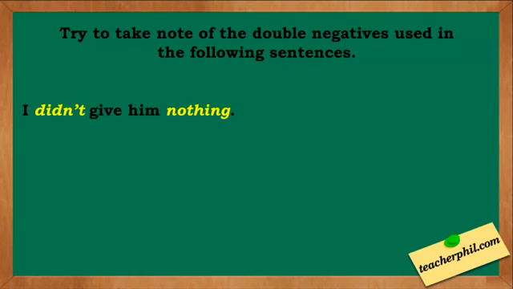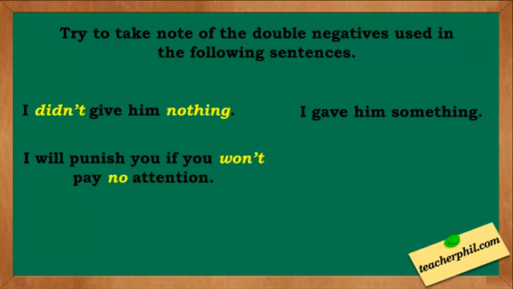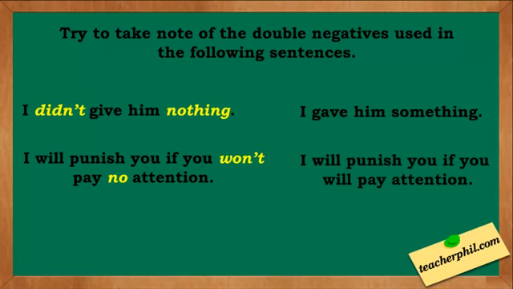I didn't give him nothing. The two negatives in this sentence are didn't and nothing. So based on the principle negative plus negative equals positive, this sentence means I gave him something. Number 2. I will punish you if you won't pay no attention. The negatives here are won't and no. This sentence means I will punish you if you will pay attention.